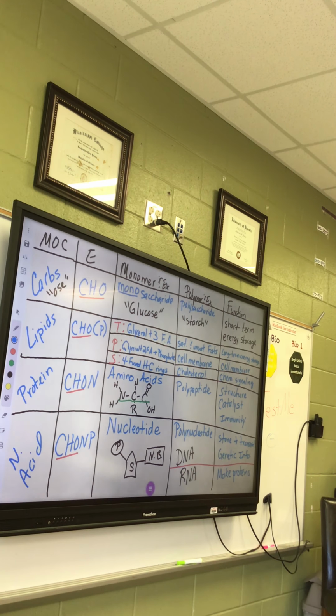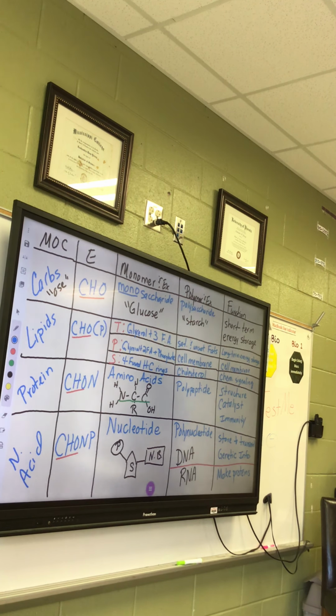What's an example of a phospholipid? The cell membrane. What's an example of a steroid? Cholesterol. And there's also the sex hormones, which would be estrogen, progesterone, and testosterone, okay? So sex hormones are also examples of steroids. All right, what's the function of a triglyceride?